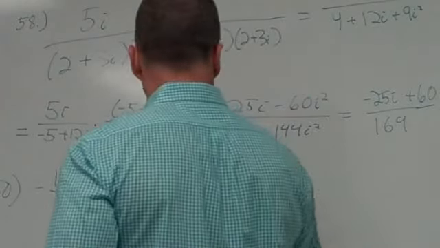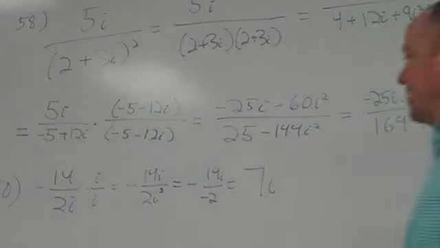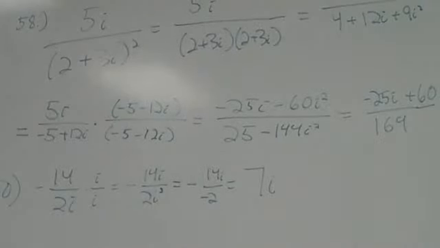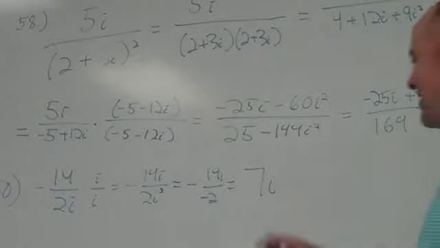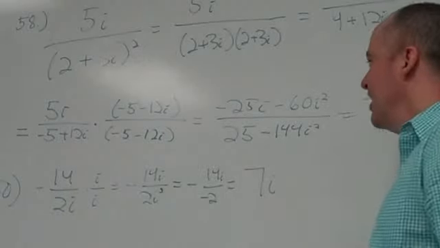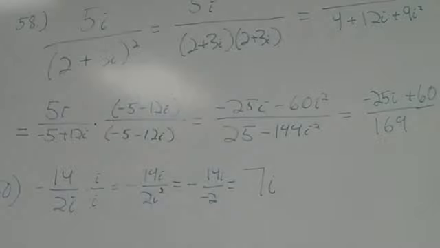I dropped an i by mistake. You dropped an i. I dropped an i. Positive 7i. Are you lying? I said it wrong. All right. Yeah, so that's 7i. You said my name on camera.